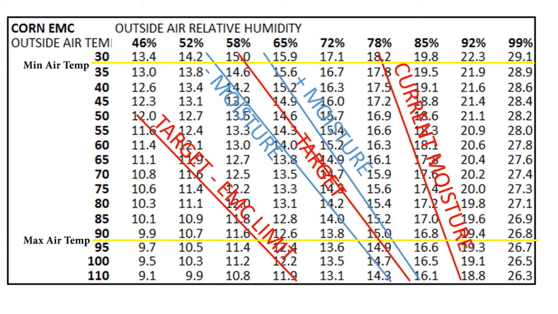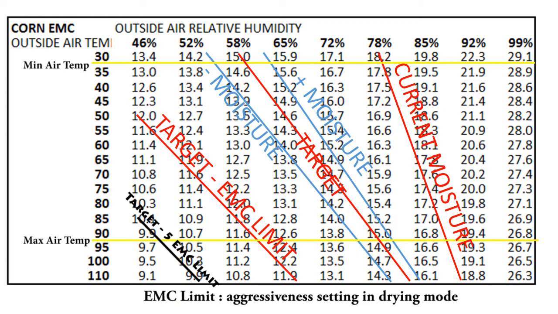If you remember anything today, remember that the EMC limit, so target minus EMC limit, is an aggressiveness setting in drying mode. The higher your EMC limit, the lower this window is going to be. In this case, our target's 15, we're going to 12, our EMC limit's 3. If we had a 5 EMC limit, we'd be down in this 10 range. 15 minus 5 is 10. So that's an aggressiveness setting for this side of the window, EMC limit.